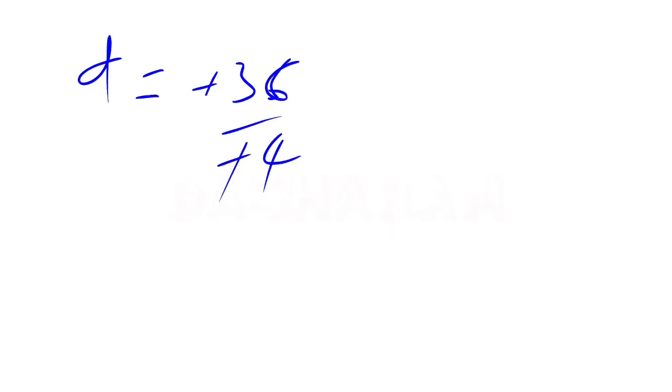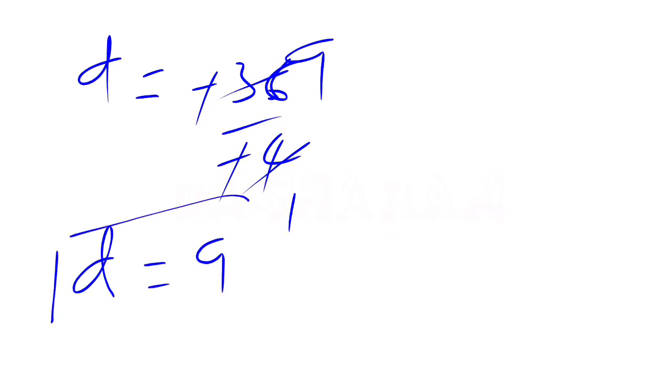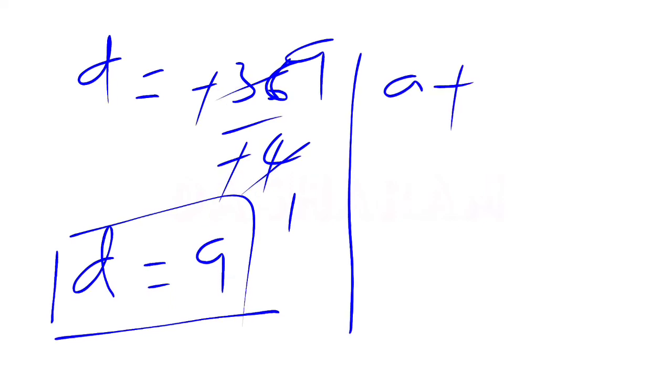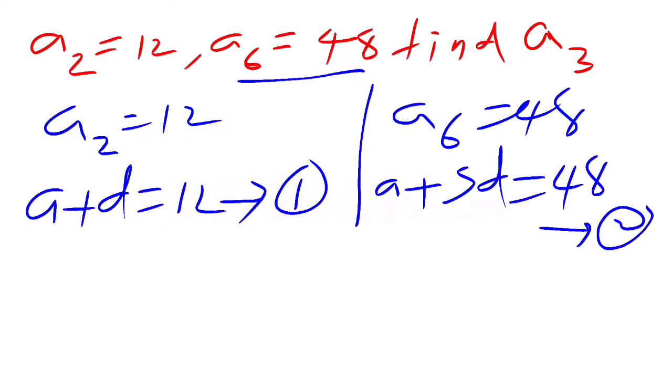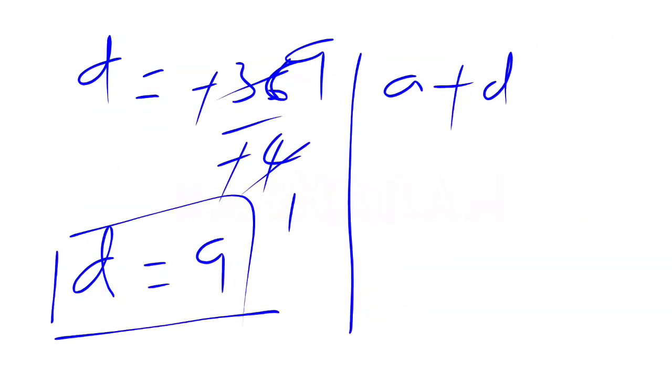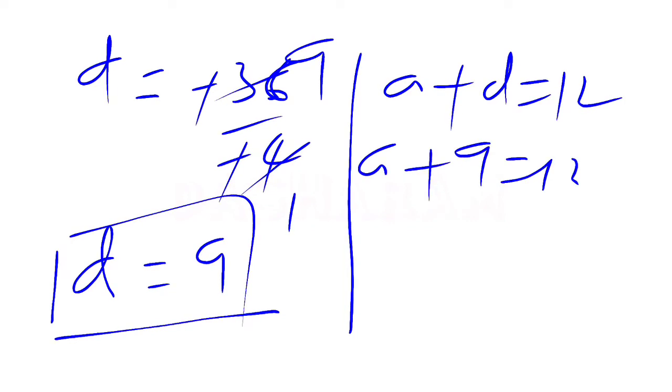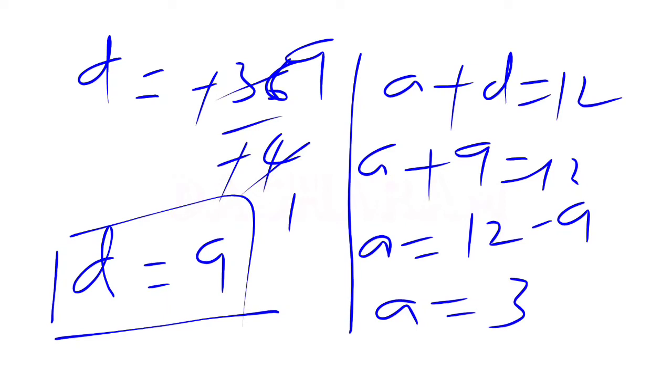So let's find out the D value. D equals minus 36 divided by minus 4. Here minus minus cancels, 4 ones are 4, 4 nines are 36. So D equals 9. Now substitute this D value 9 in either equation 1 or equation 2. I am substituting in equation 1, that is A plus D equals 12. So A plus 9 equals 12, so A equals 12 minus 9, which is 3. So D value 9, A value 3.